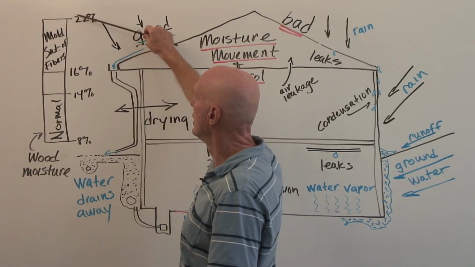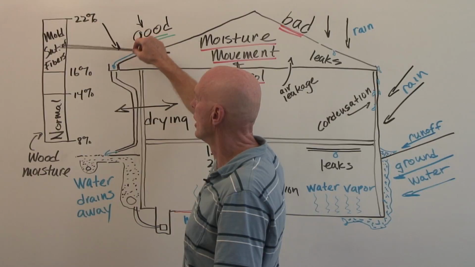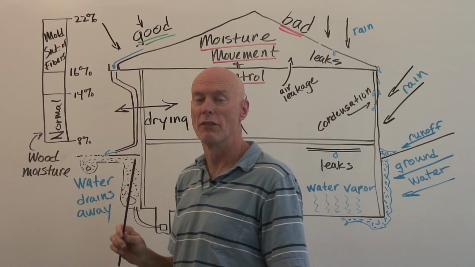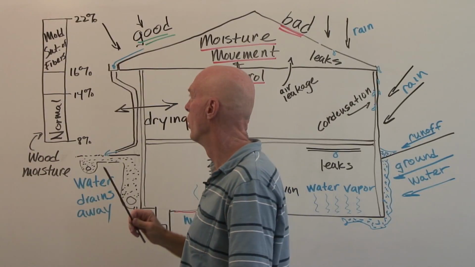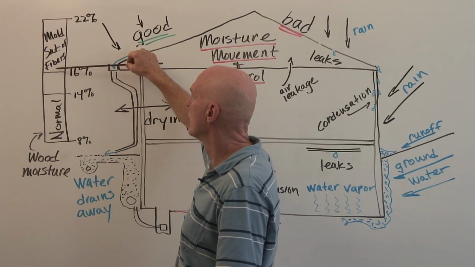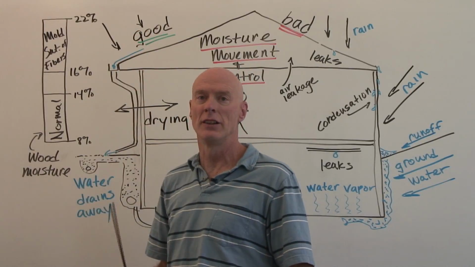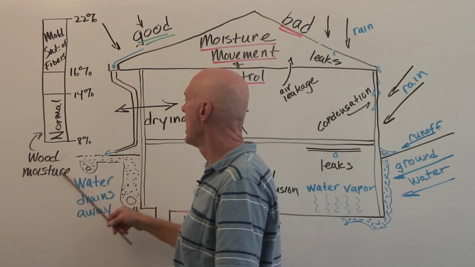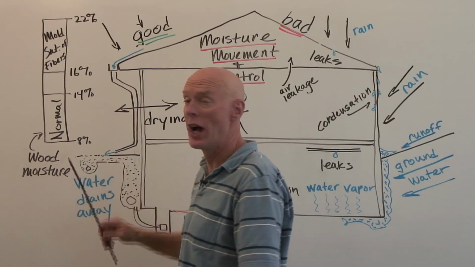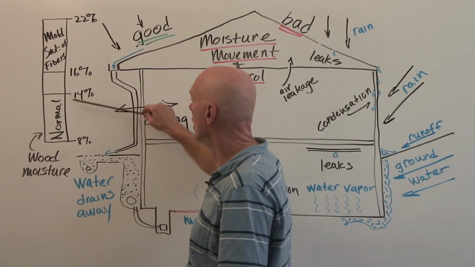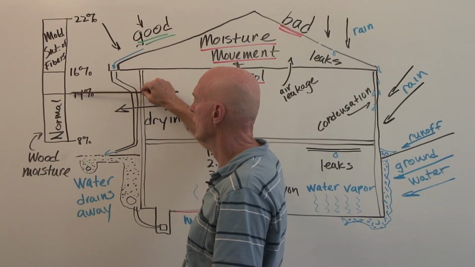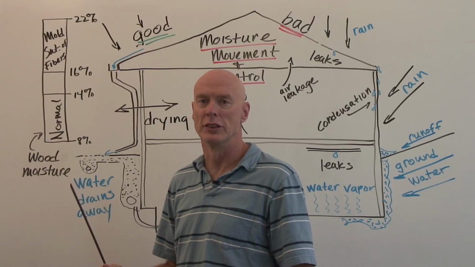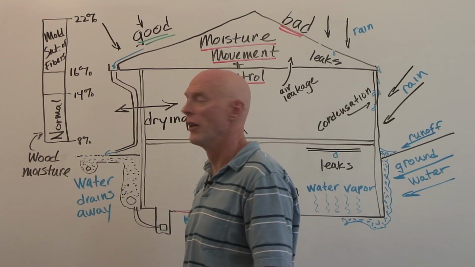But when we get above 16%, 16 to 22%, we're coming up toward the fiber saturation point of the wood, where the wood couldn't hold any more moisture. And at that point, we're very concerned. At this point, we have invited the pests into the wood, and we have a real problem. We could have the same kind of chart for something like drywall. Drywall is very susceptible to moisture. When you get up to about 10 or 11% with drywall, that's when you start inviting sick building syndrome, mold, mildew, and other types of pests.